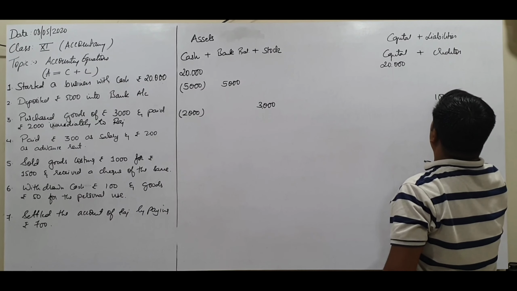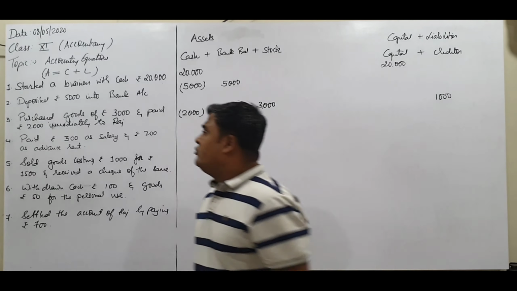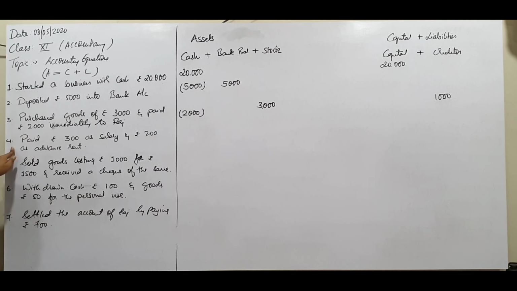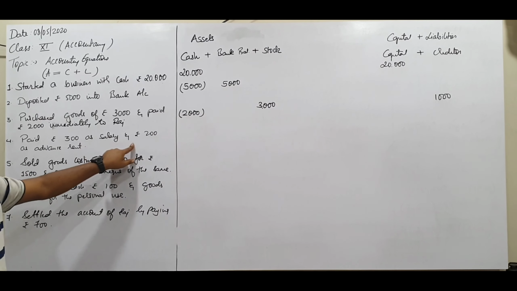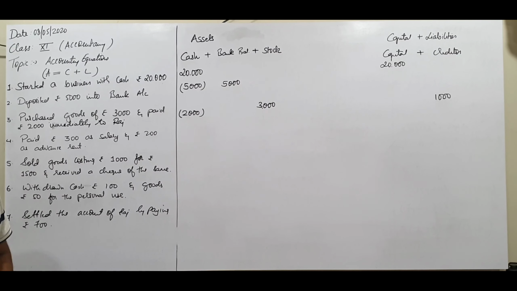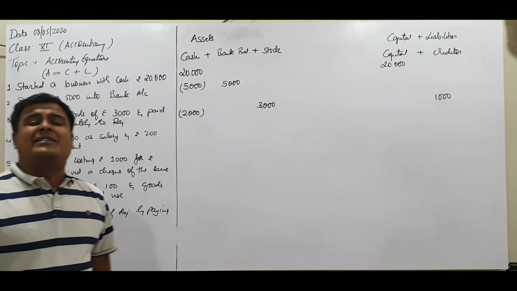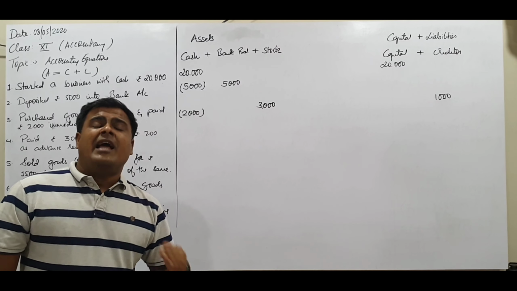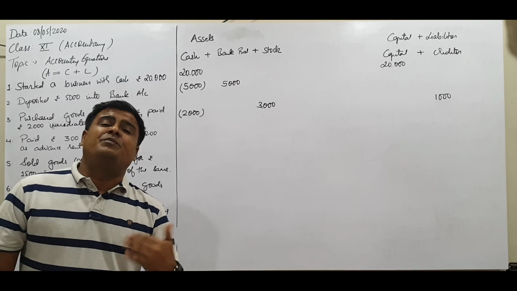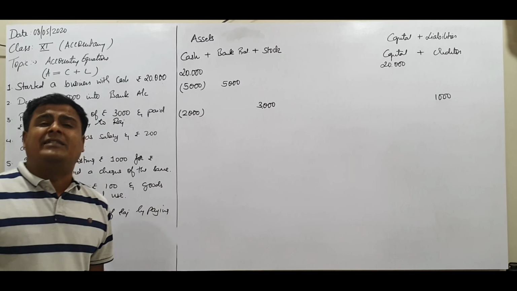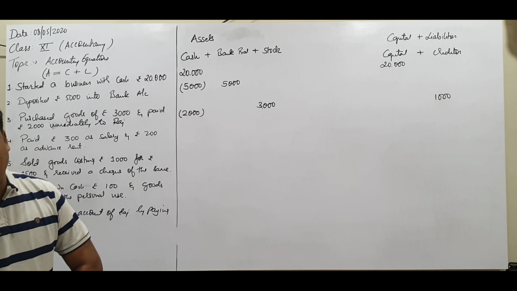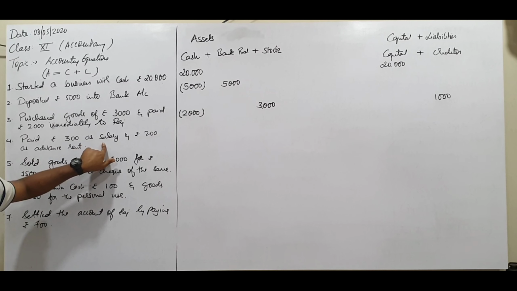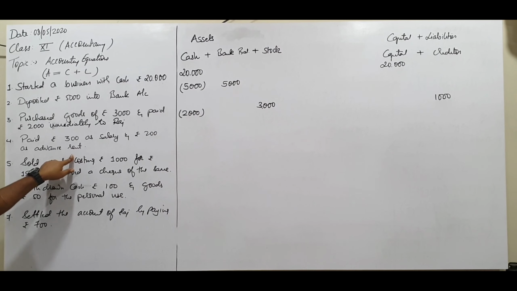We have to pay Raj rupees 1,000 in future. Okay. Now transaction 4, paid rupees 300 as salary and rupees 200 as advanced rent. So children, remember here there are two types of expenses. That is, one is expense of current year and the other is expense which is paid in advance. So this will not be considered as an expense if it is paid in advance. See, this salary is an expense, but advance rent is not an expense.